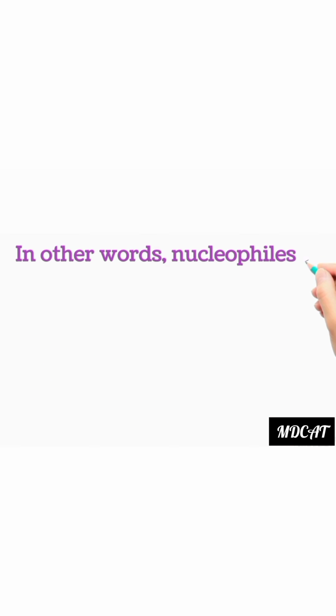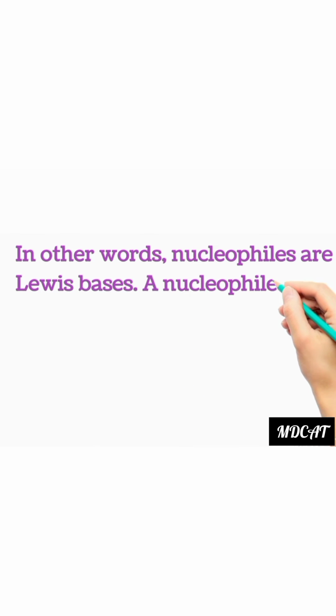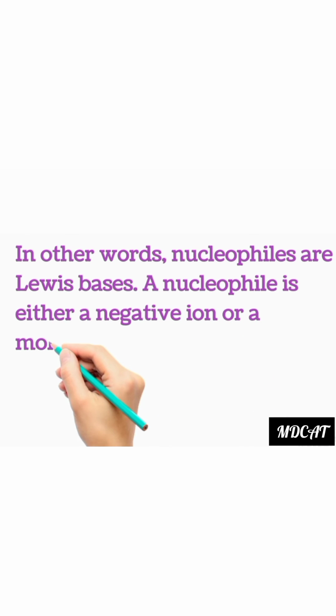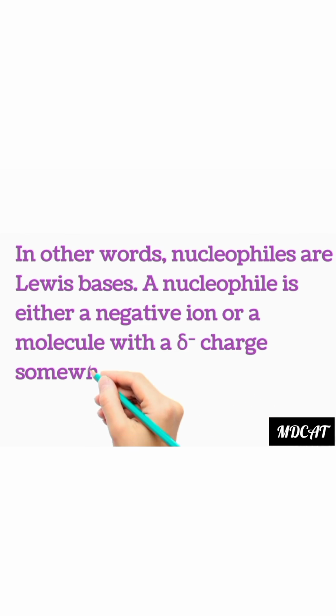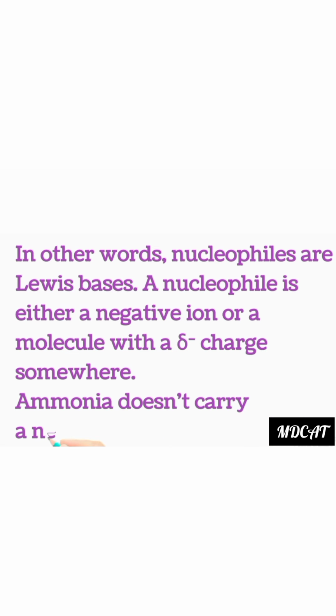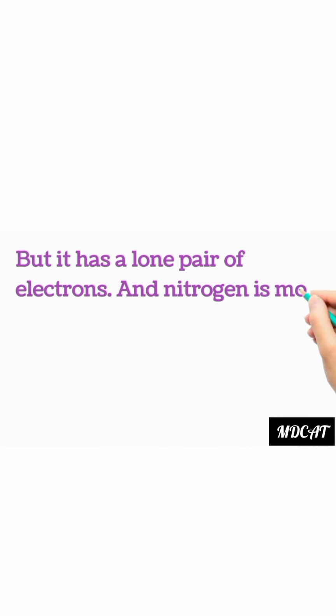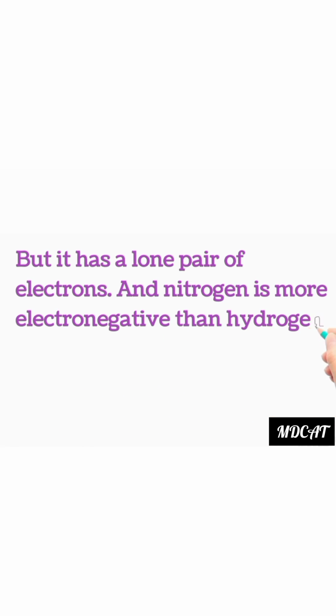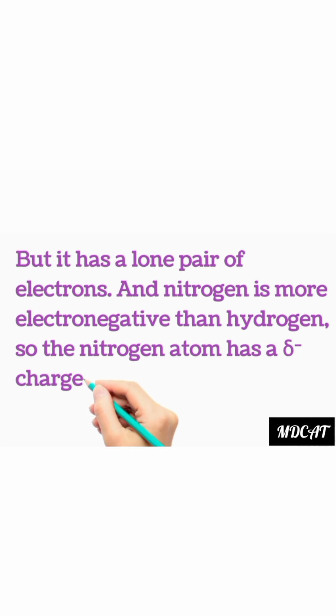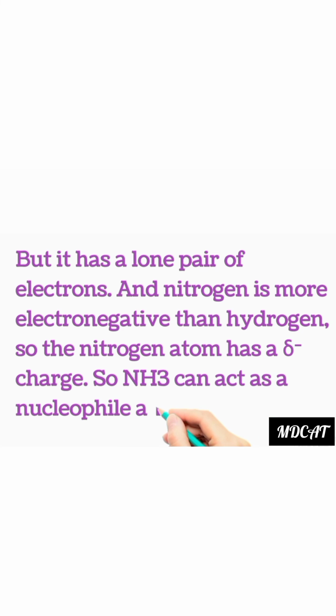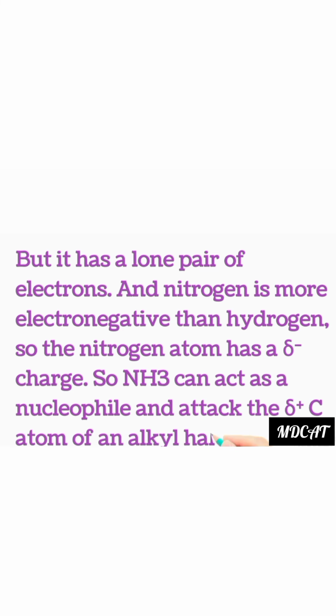Nucleophiles are Lewis bases. A nucleophile is either a negative ion or a molecule with a delta charge somewhere. Ammonia doesn't carry a negative charge. It has a lone pair of electrons, and nitrogen is more electronegative than hydrogen. The nitrogen atom has a delta charge. So NH3 can act as a nucleophile and attack the delta carbon atom of an alkyl halide.